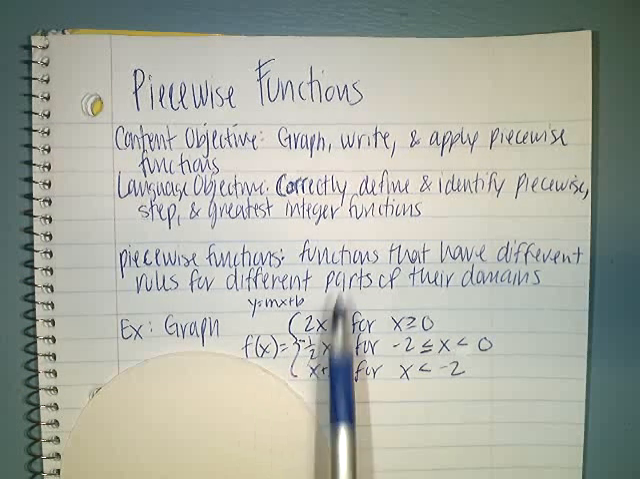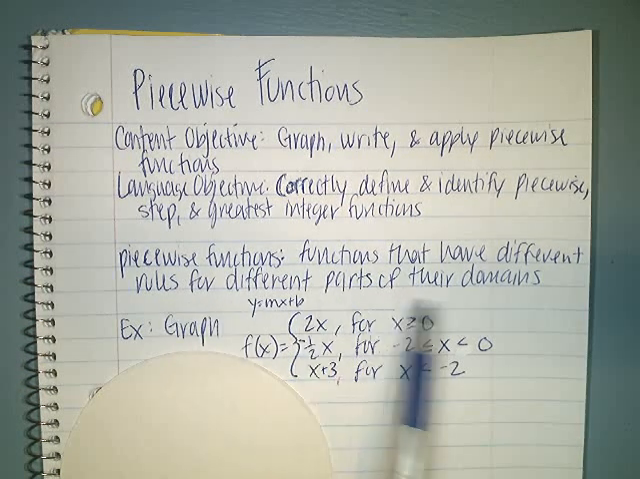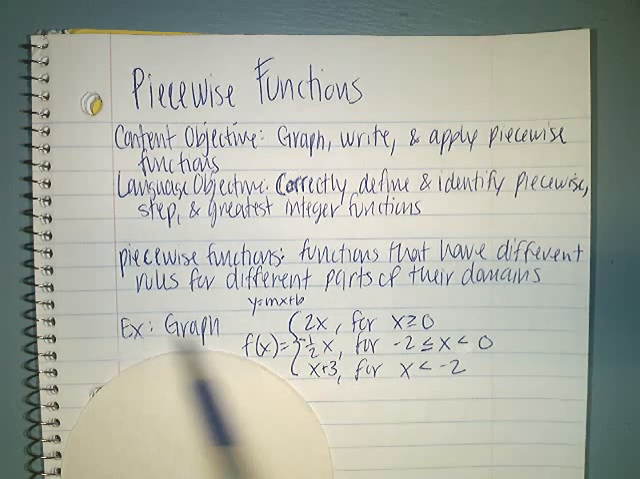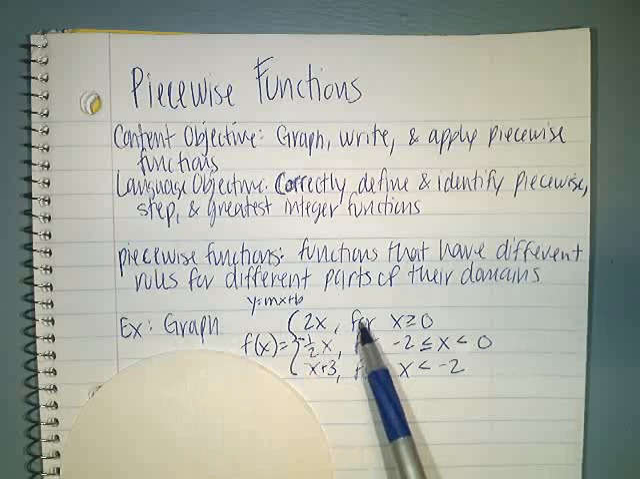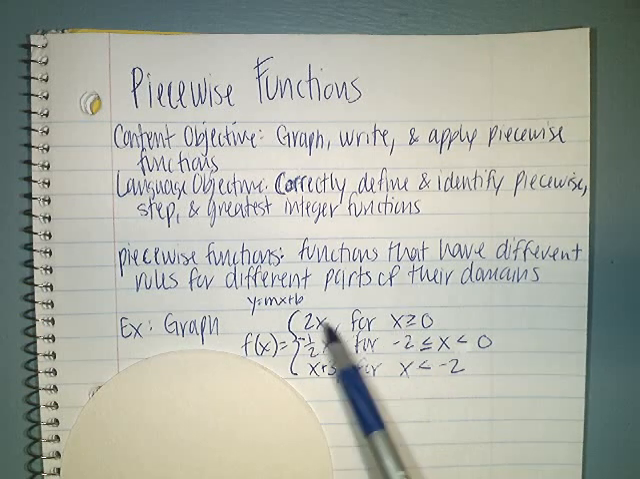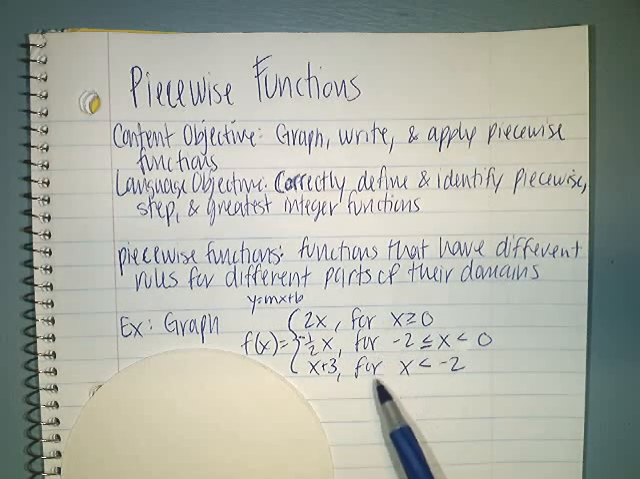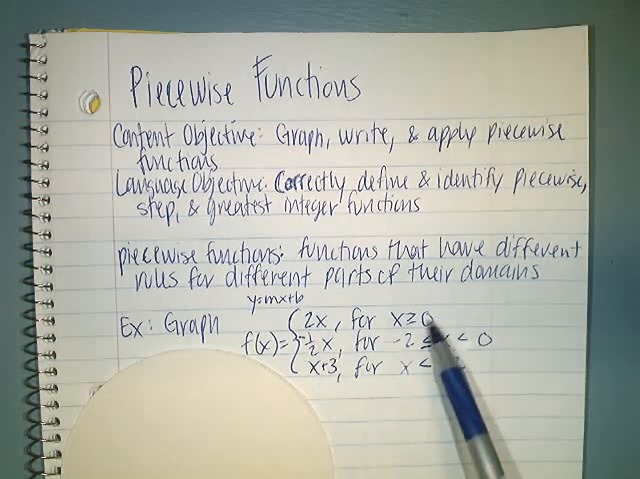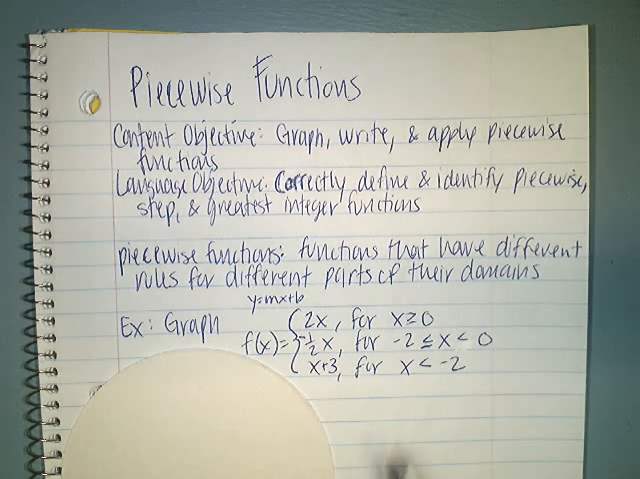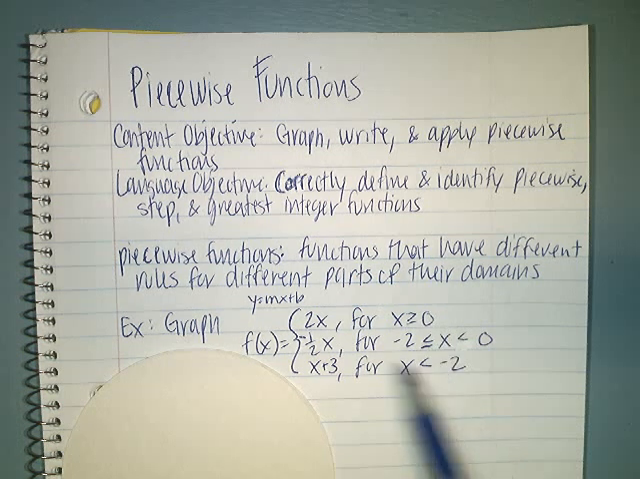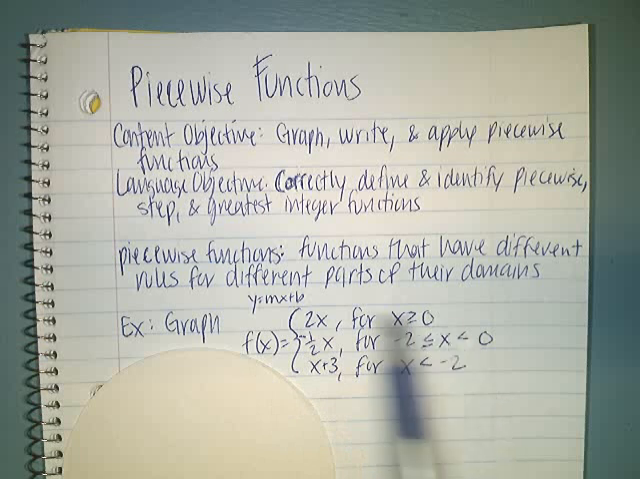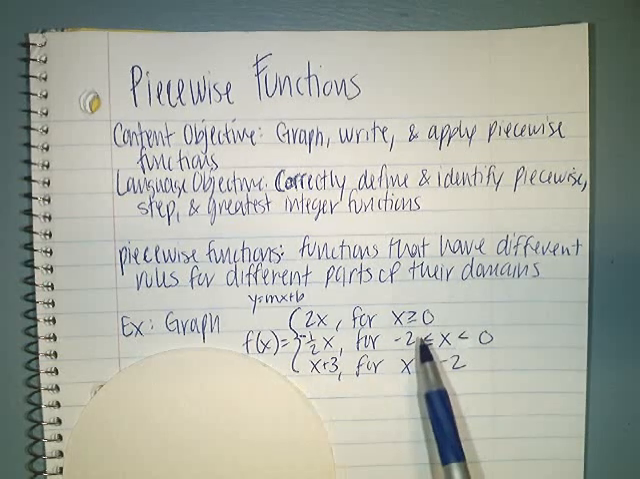Piecewise functions are functions that have different rules for different parts of their domains. That means, as you can see down here in our first example, I've asked us to graph this piecewise function. It looks slightly different from our normal function equations because I specify what the rules are for different sections of the domain. Here are the sections of the domain, and here are the rules for those sections. So this is what a piecewise function looks like written out as an equation.